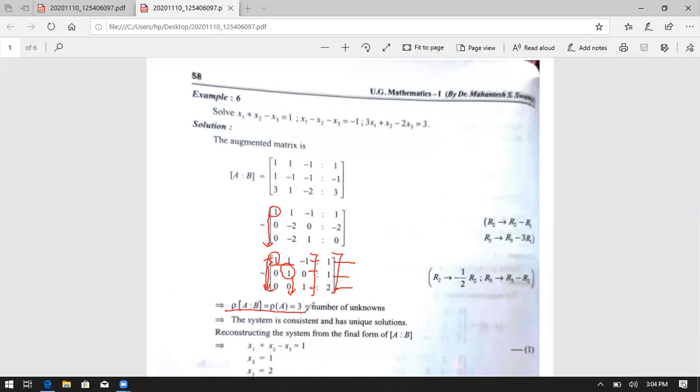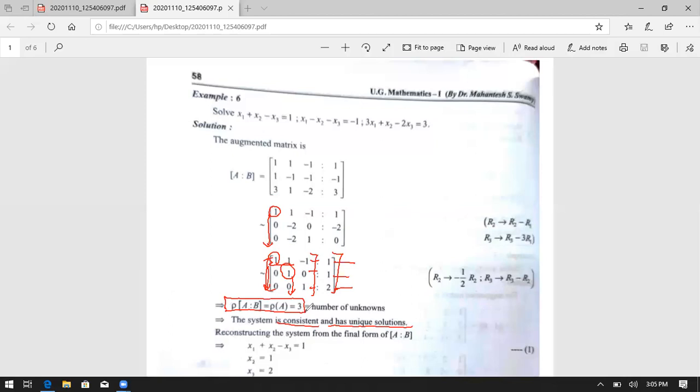Therefore, you write here rank of AB is equal to rank of A is equal to 3, the number of unknowns. Next, the system is consistent. You know that rank of AB equal to rank of A equal to 3 means the system is consistent. It has a unique solution. Remember this one, this is important. This is the consistency, and after that there is a unique solution.